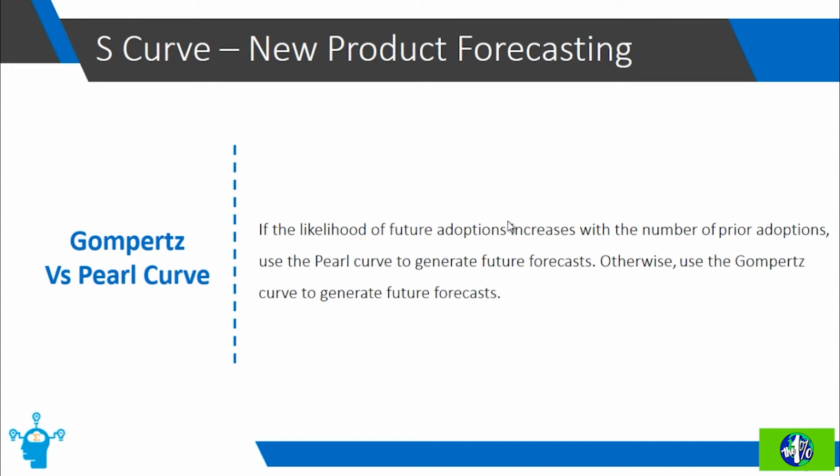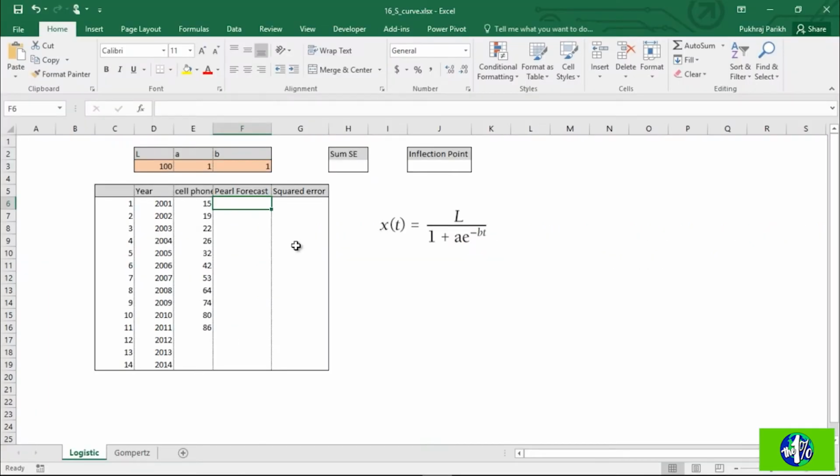So if Facebook is trying to predict how many maximum people will be using their platform in the future, they will probably use the logistic curve, because how many people are going to use it in the future largely depends on how many people are actually using it now and in the past. But if you have a situation where the new adopters are not much influenced by the old adopters, then we use the Gompertz curve. So let us see how to model the logistic curve to forecast new product sales.